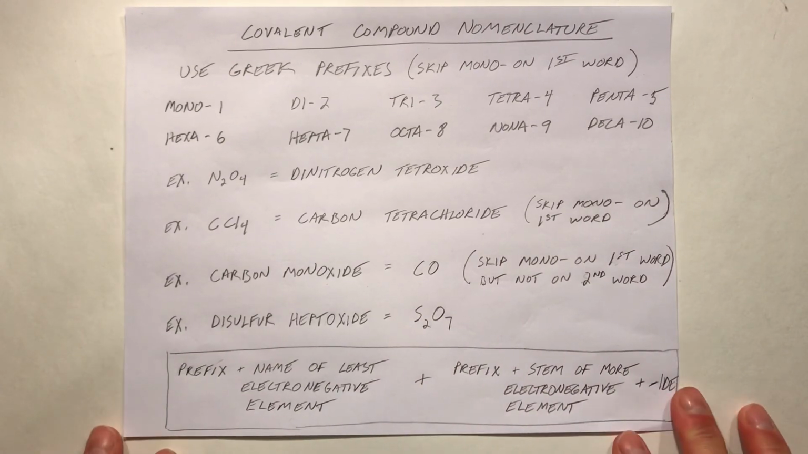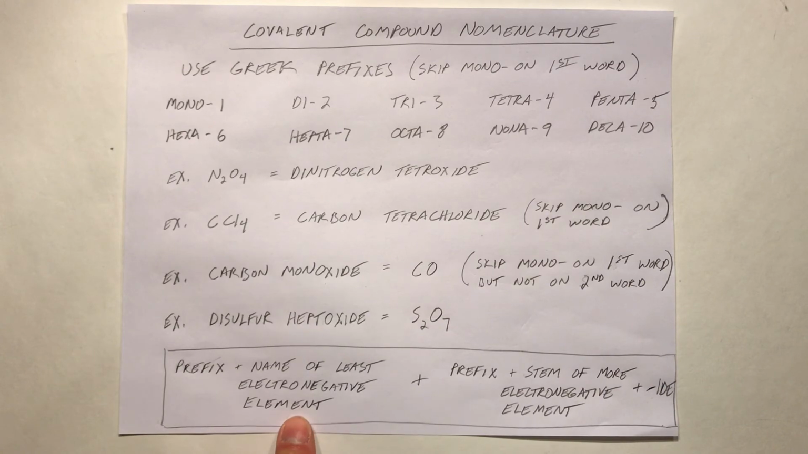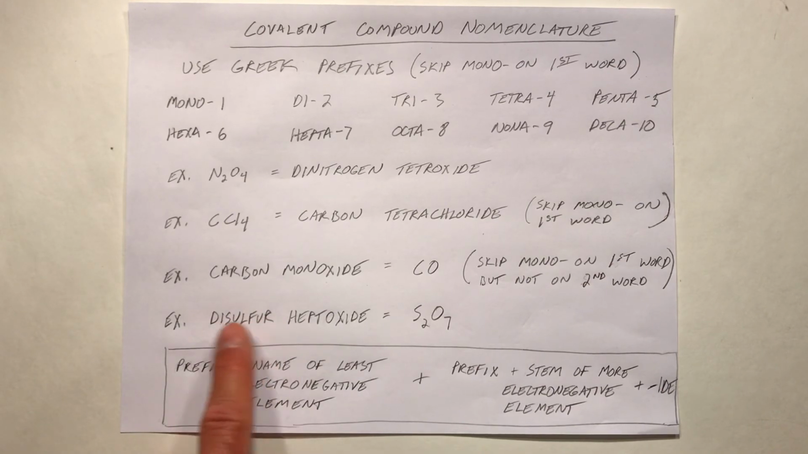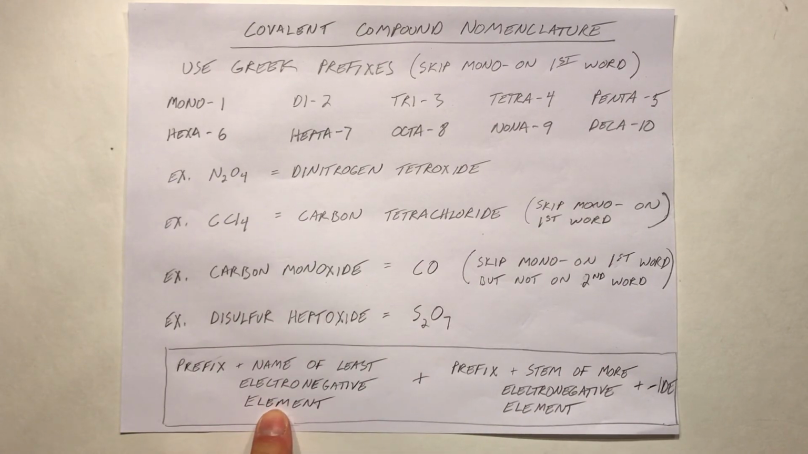All right, so we can follow this general pattern. We have a prefix for the first element, and then we give the name of that element, and that would be the least electronegative element. Now remember, electronegativity is small on the lower left-hand part of the periodic table. So this would be the element that's farthest down and to the left. The element to the left in the name for the compound is the element that's farthest to the left on the periodic table.